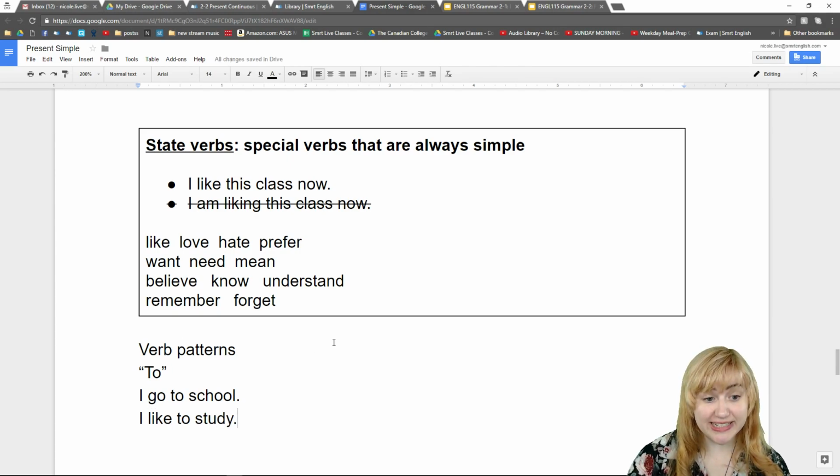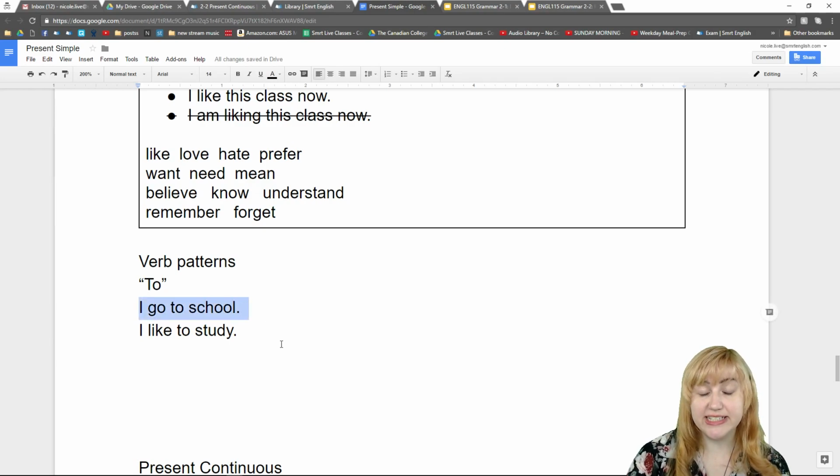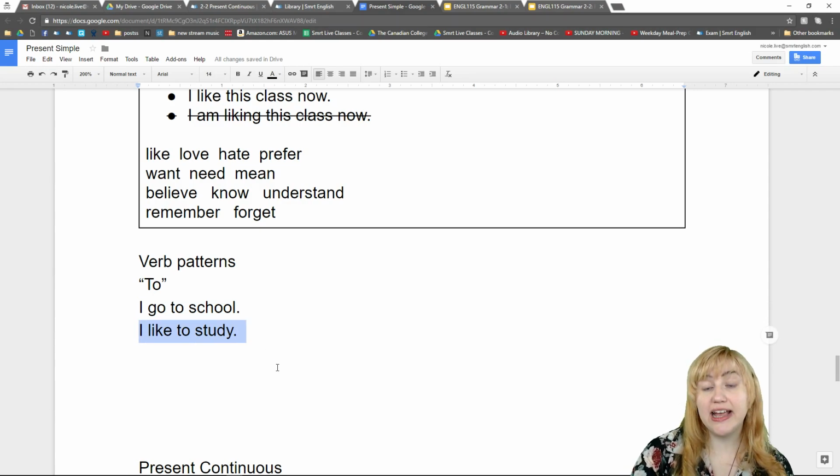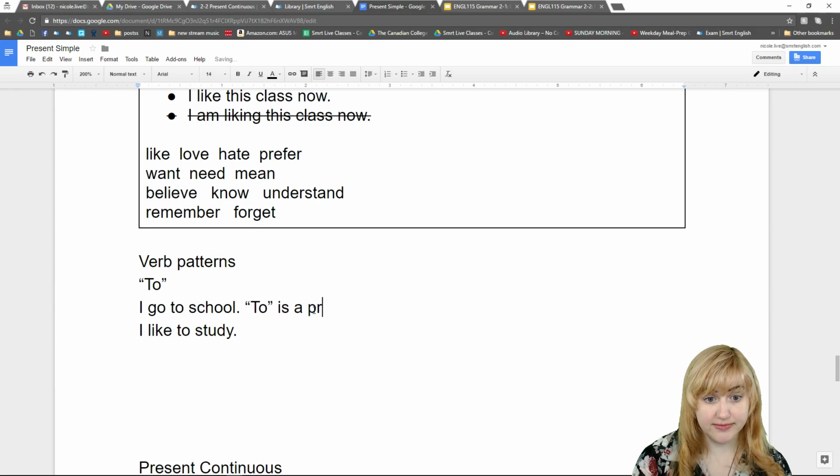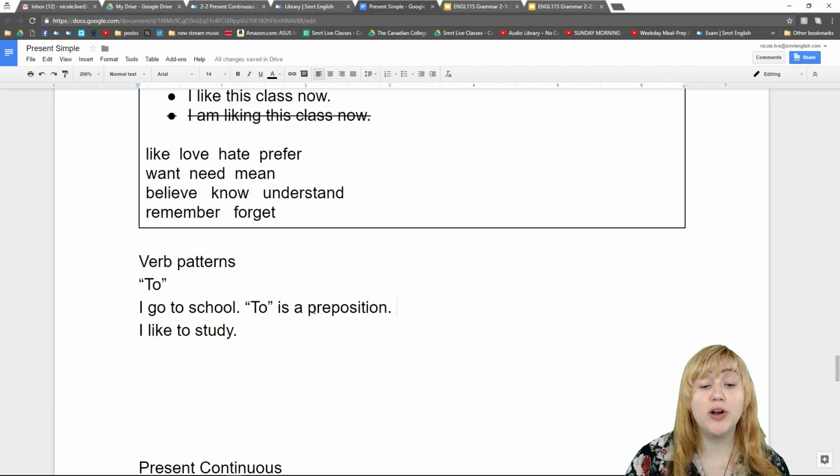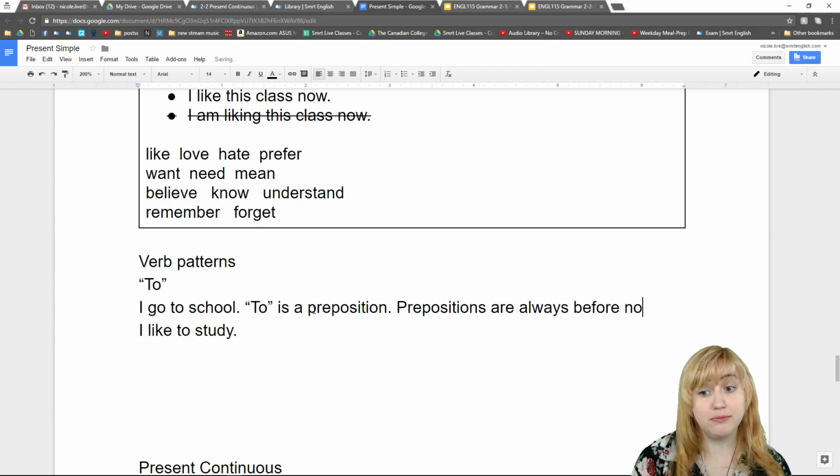Okay, I have two sentences here. My first sentence says, I go to school. My second sentence says, I like to study. In this sentence, to is a preposition. It's a preposition because it's before a noun. Prepositions are always before nouns. School is a noun. Okay, and that's something that's always true. Prepositions are always before nouns.